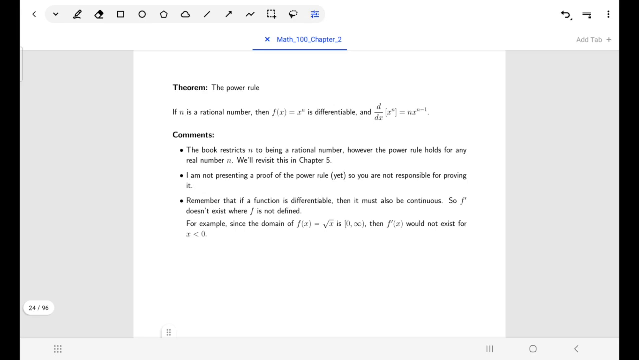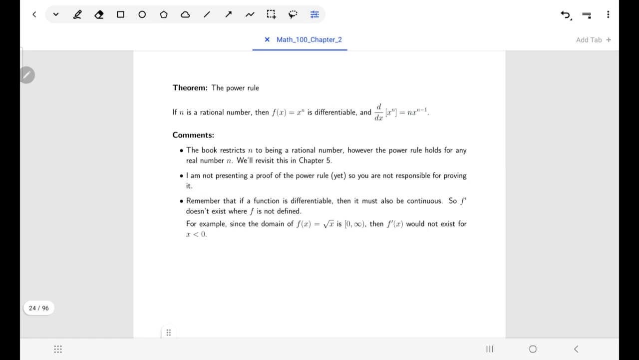So know in your heart that the power rule will work for any n, but at least for now, for our theorem, n will have to be a rational number. We're also not going to be proving the power rule just yet. So the power rule is something we'll need to know how to use, but we won't need to know how to prove it. The power rule is easy to use. For x to any power, the derivative is found just by bringing the power down and reducing the power by 1.